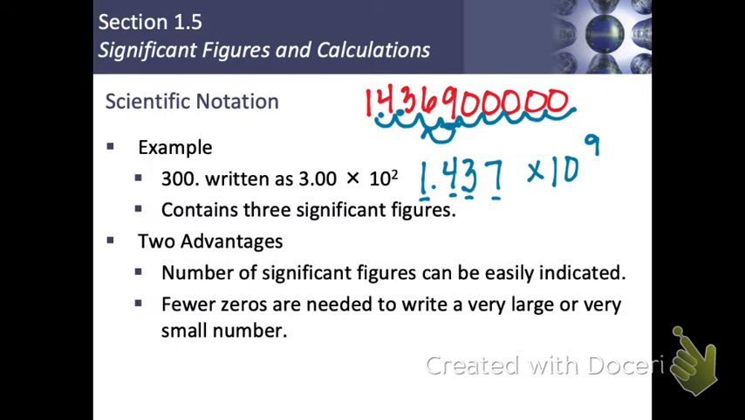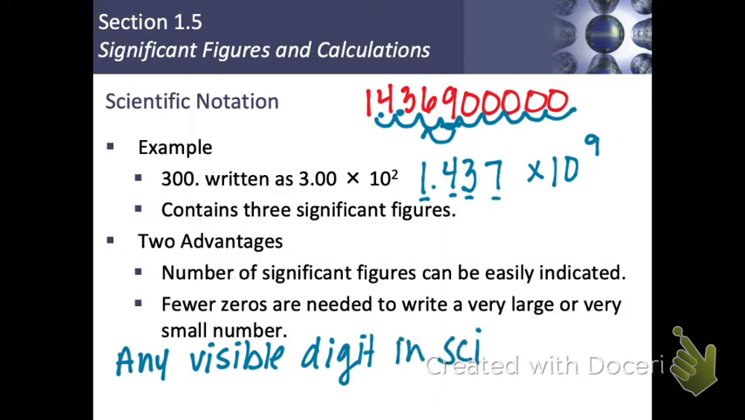I don't know if I missed something earlier, but, I'm trying not to sound mean or anything, but. The last rule for significant figures is that any visible digit in scientific notation is significant. Sorry, I didn't realize I left that off. Okay, any visible digit in scientific notation is significant.